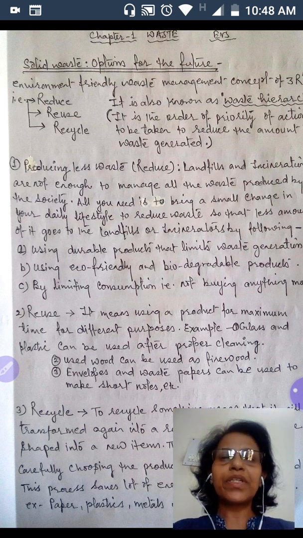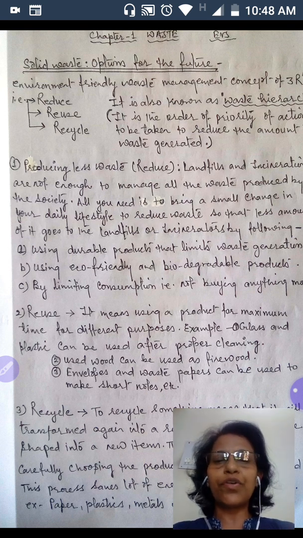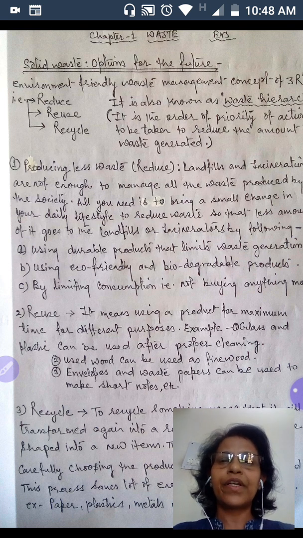Landfills and incineration are the two important methods to dispose waste material. They are not sufficient enough to accommodate all the garbage produced by the human society. So in order to lessen the burden on landfills and incineration, we should practice these 3R's.